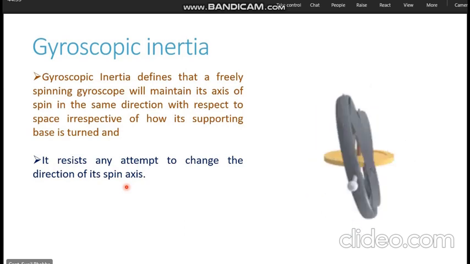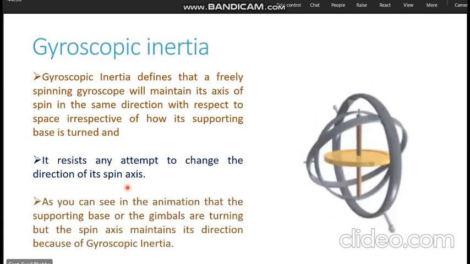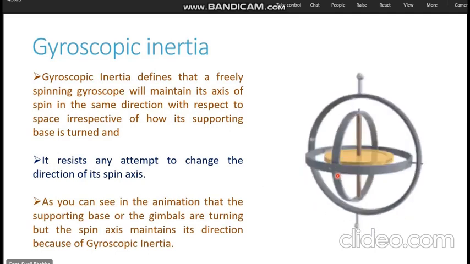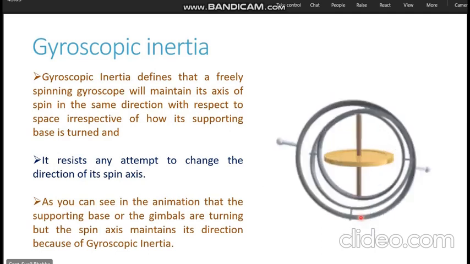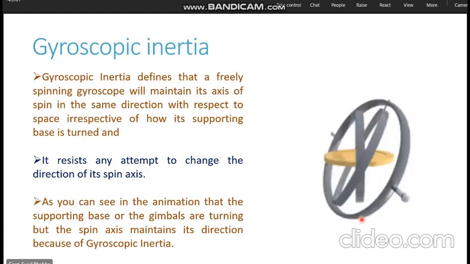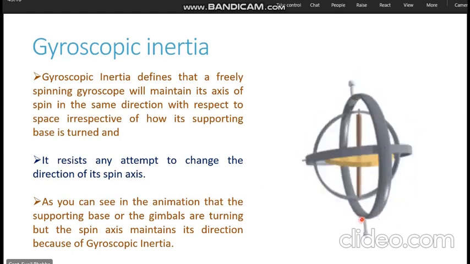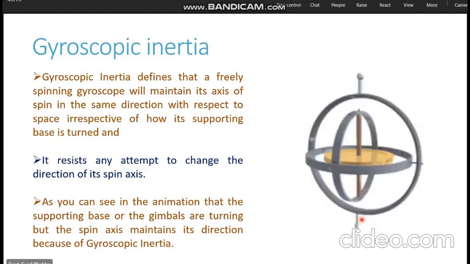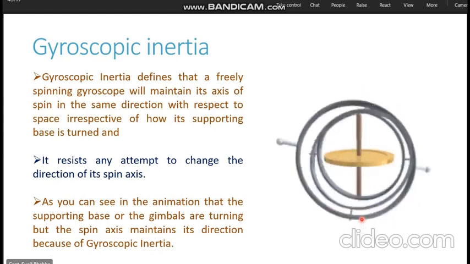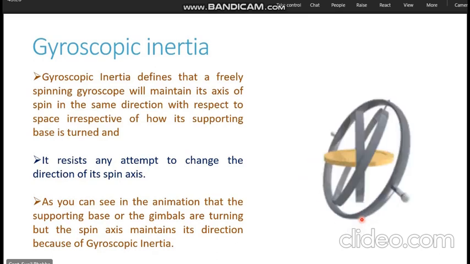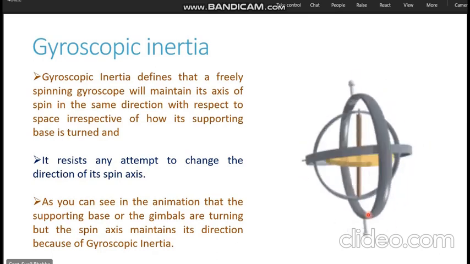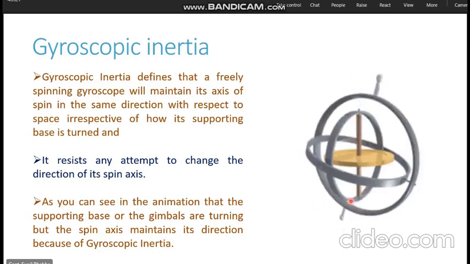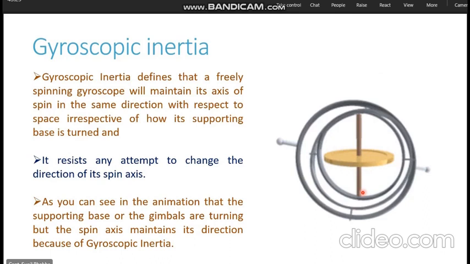its spin axis. Now, as you can see in this particular animation, the base or the outer member, which has these two handles attached to it, as well as the gimbals are turning, but the spin axis maintains its direction. This happens because of gyroscopic inertia. You can move the outer member, holding it by these handles, in any direction you like, but the spin axis will continue to maintain its direction of spin.